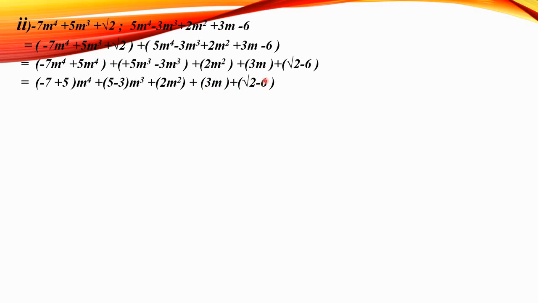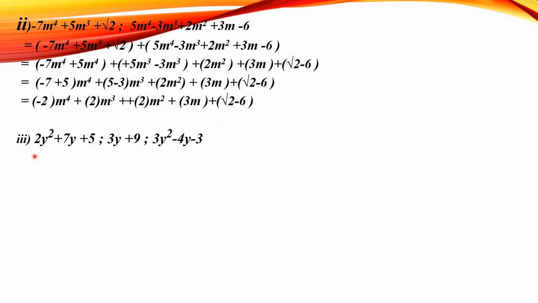Now this we cannot solve further because we cannot add or subtract root 2 and a constant. So we get the answer as minus 2m raised to power 4 plus 2m raised to power 3 plus 2m raised to power 2 plus 3m plus root 2 minus 6.